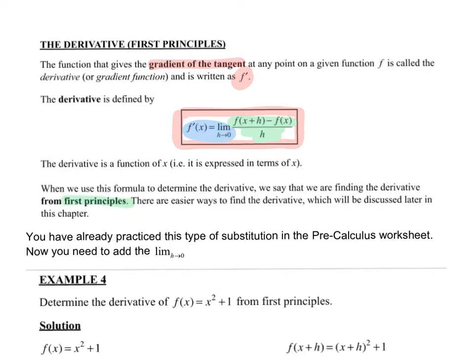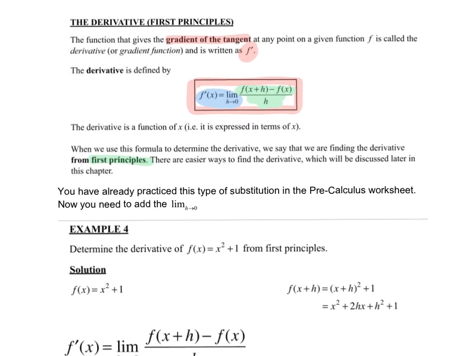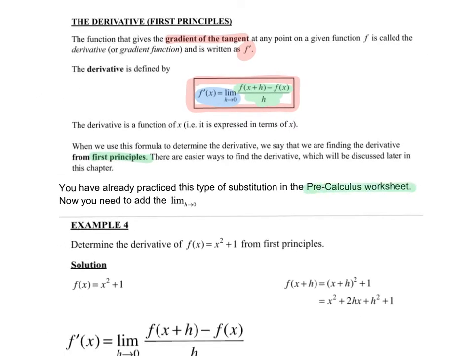So there are shortcuts to this, but you use this method when they ask you to use the first principles method. Okay, so you have worked with this before in the pre-calculus worksheet. Now you're putting in the limit. I did explain that in the previous video. Please watch it. Otherwise, you're going to be a little bit confused. I'm just going through the steps here.